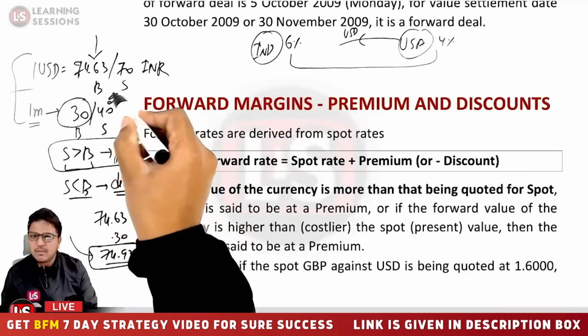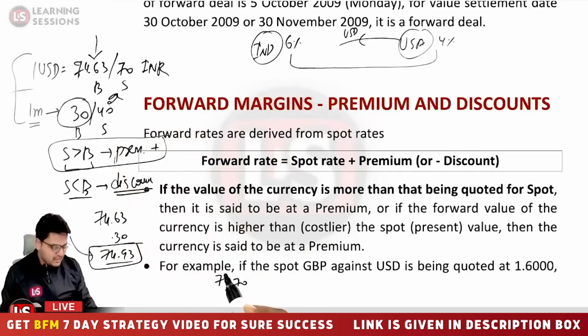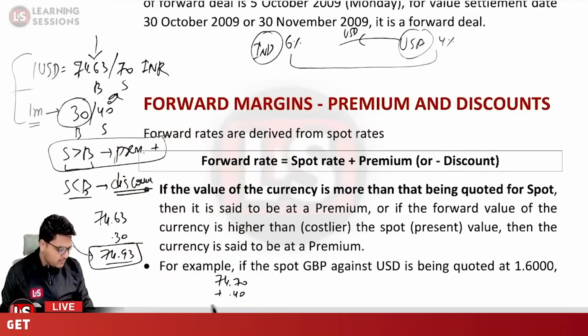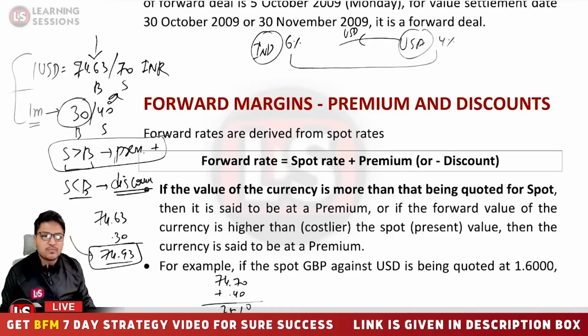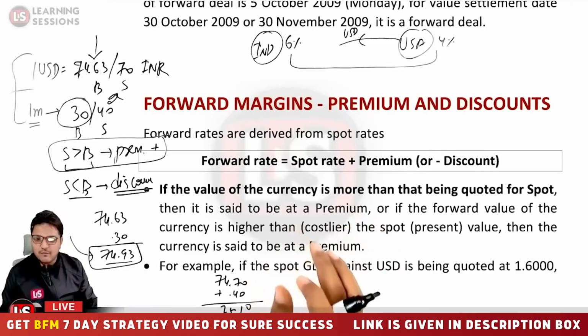When the currency is available at a premium, simply add the forward points over here. We'll be adding the 0.40 forward point because the currency is available at a premium. So that would be it. It will be equal to 75.10. So it will be 75.1 or 75.10. That would be the right answer.